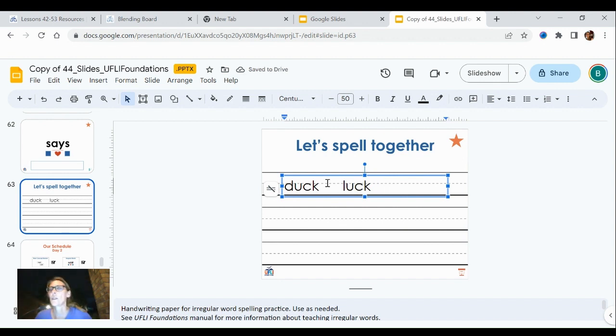Okay, the next word is block. Block. So I hear B, L, O, K. Okay, I hear 4 sounds. B, L, O, K. Now, because that O says ah like it's supposed to, I'm going to spell the K with a CK. Block.